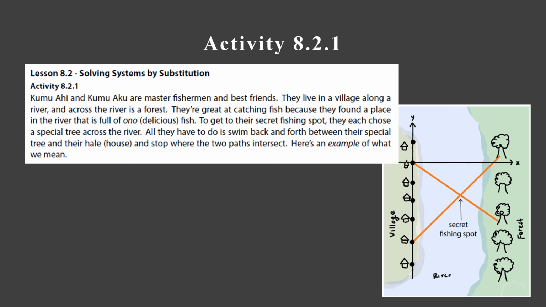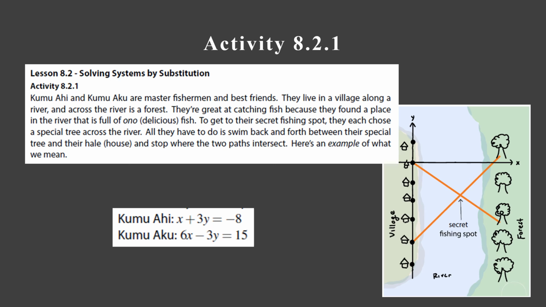Here's an example of what we mean, and here's a figure of a column of hale going down one side of the river and a column of trees going down the opposite side of the river, and two lines, each connecting one tree to one house and one point of intersection in between. That was only an example. The actual lines that Kumu'ahi and Kumu'aku fish along are as follows. For Kumu'ahi, we have x plus 3y equals negative 8. And for Kumu'aku, we have 6x minus 3y equals 15.